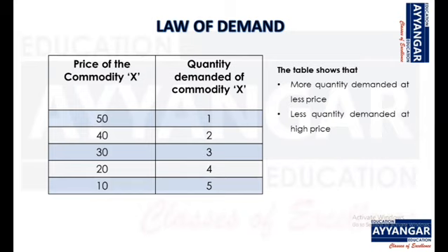So the picture is very clear. Whenever there is a decrease in price, there will be an increase in demand. So the demand and price have an inverse or opposite relation. Price and demand will never go up or go down together. They go in the opposite direction. So here the table shows more quantity demanded at less price, and less quantity demanded at high price.